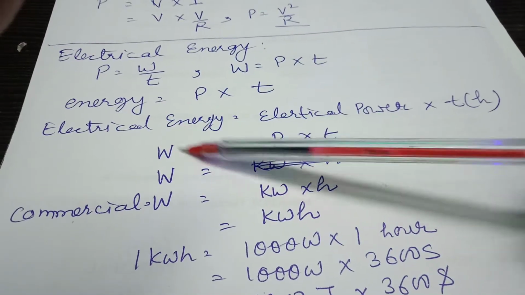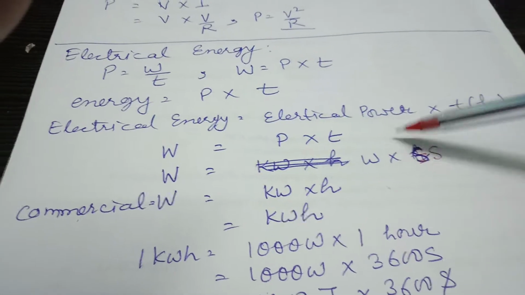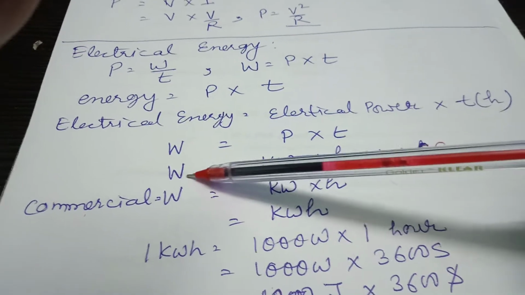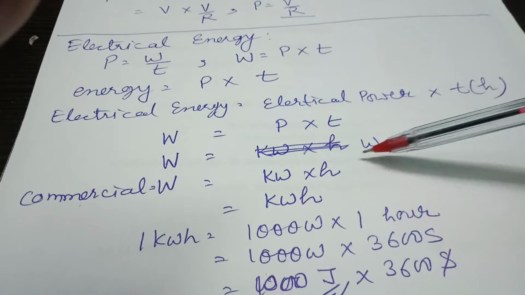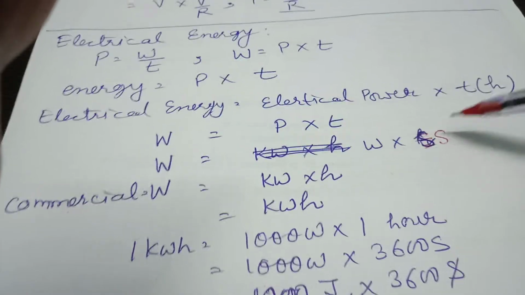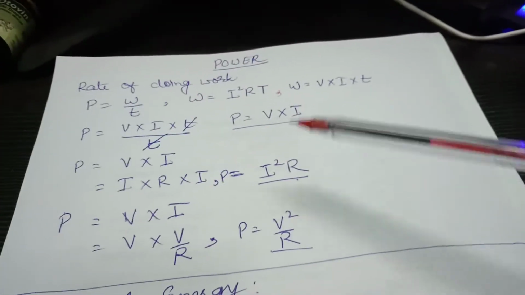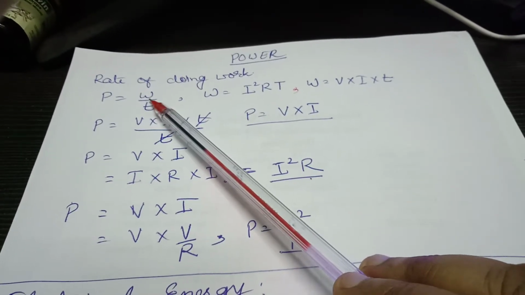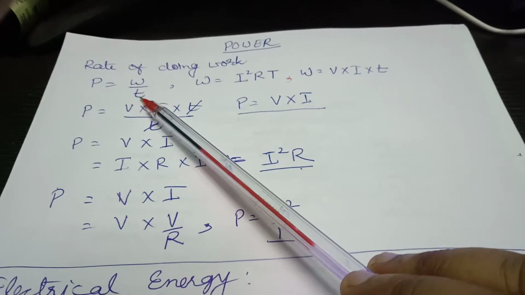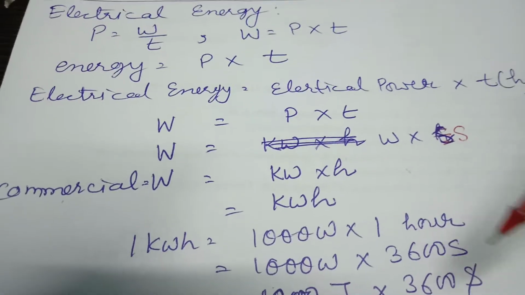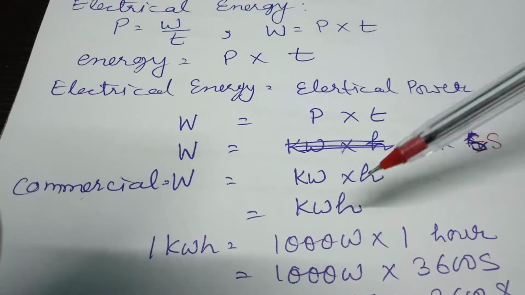Electrical energy can be given as electrical power into time, that is W is equal to P into T. Now, the unit of power is watt, and the unit of time is second. Here we forgot to mention the unit of power. So for power, the unit of work is joule and time is second. Joule per second is given as watt. So the unit of power is watt. Now here we can see the commercial unit of electrical energy is given as kilowatt hour.